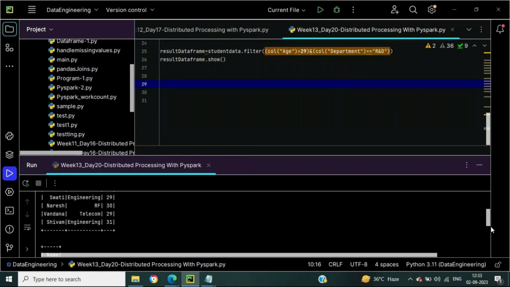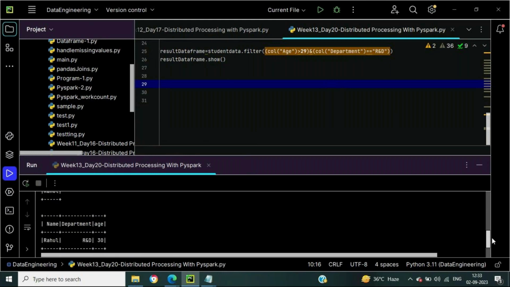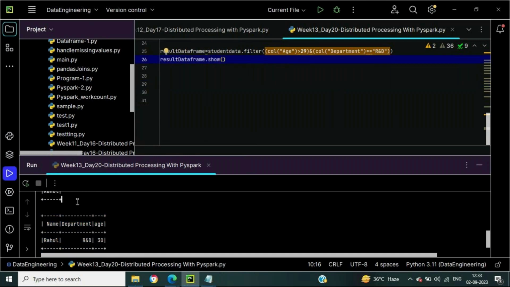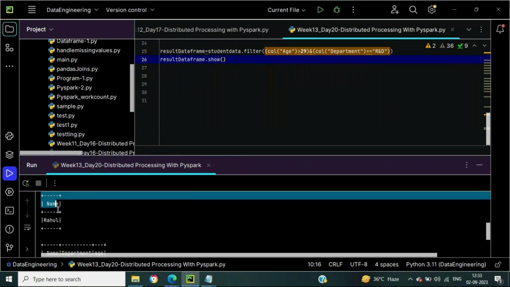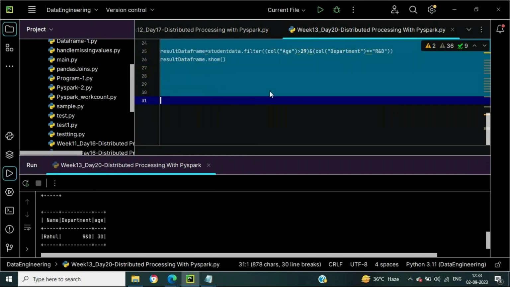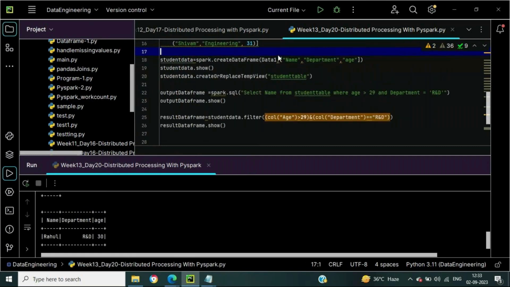This is based upon Spark SQL and this is based upon the execution on the data frame. And we are able to get the same result, like Rahul is there. If you want, you can drop the remaining columns as well, but that is fine. With this Spark data frame as well, we are able to get the outcome. We are able to do the filtration and all.